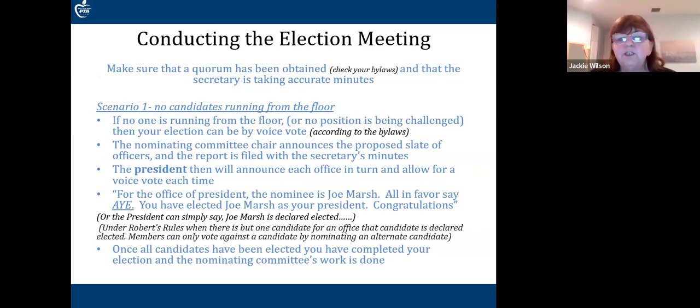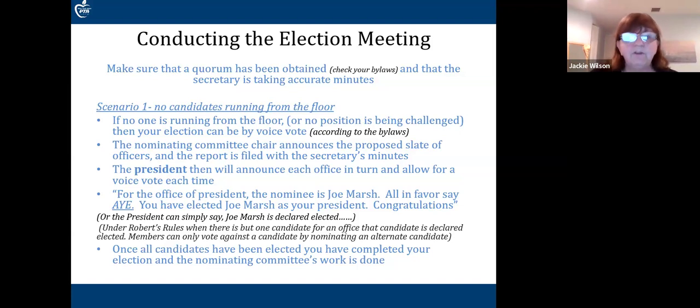The nominating committee chair announces the proposed slate of officers, and the report is filed with the secretary's minutes. I showed you before, you put together a report signed by the members of the committee that goes directly into the secretary's minutes. The president will then announce each office in turn and allow for a voice vote each time. The nominating committee chair does not run the election. It is the president or the presiding officer. If the president is not there, the vice president or whoever would be doing the meeting. The nominating committee chair just reads the nominating committee's report.